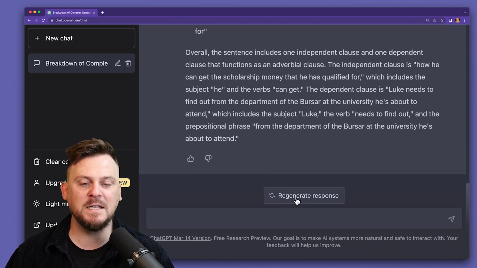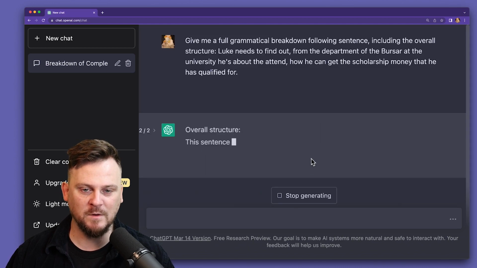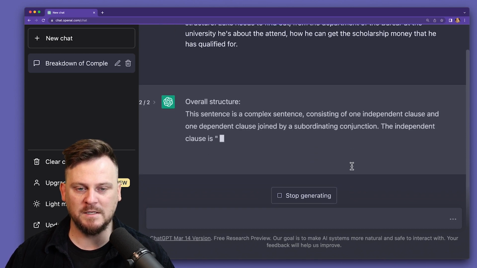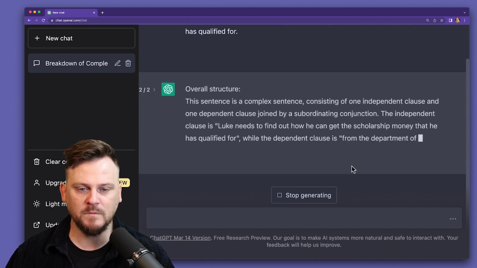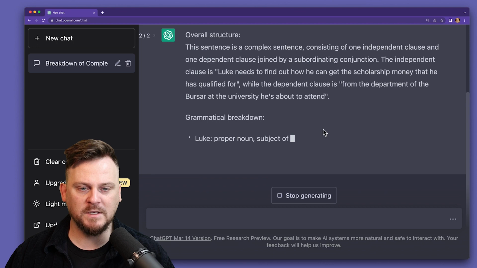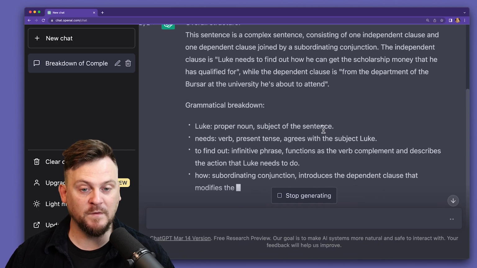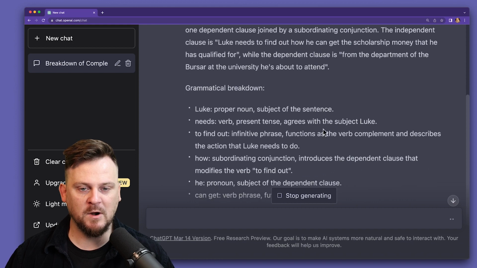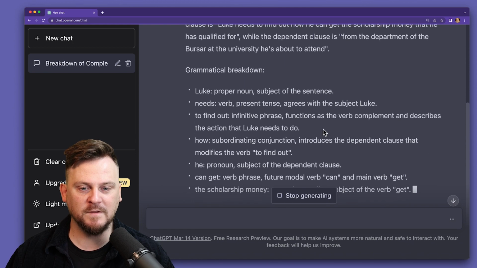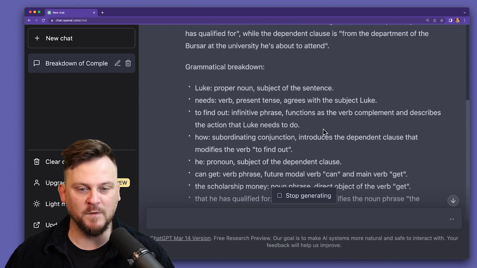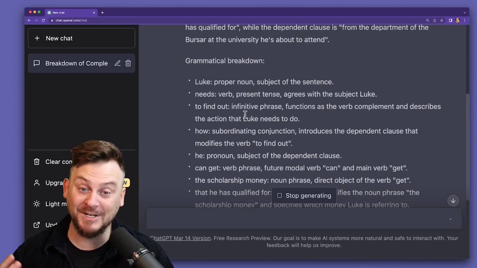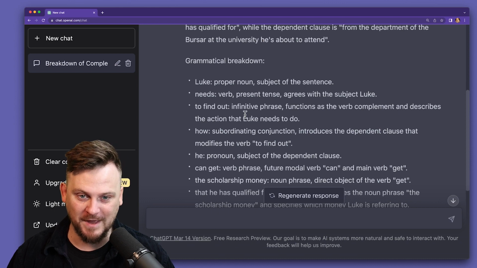So anyway, I'm just curious. Let's see what happens if we do a regenerate again, and let's see if we get the same response. The sentence is a complex sentence consisting of independent clause and dependent clause. Okay, so it looks different with this one. Let's see if it's better or worse. Luke, proper noun, subject of the sentence. Needs, verb, present tense, agrees with the subject Luke. Yes, very good. Oh, this is actually better, I think.